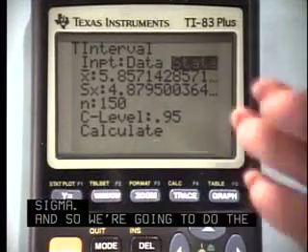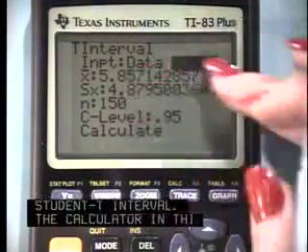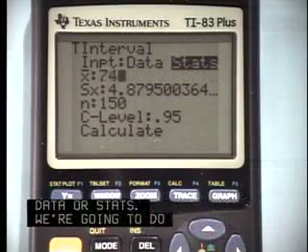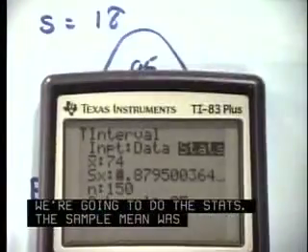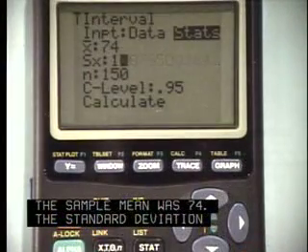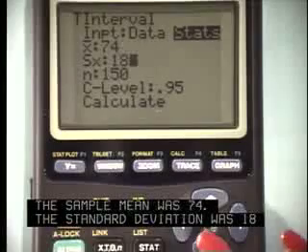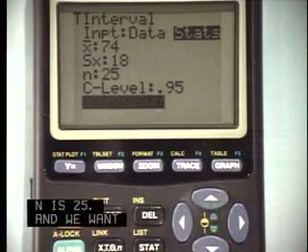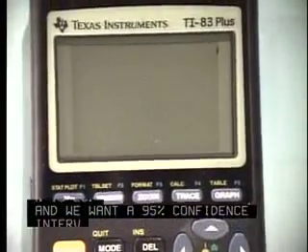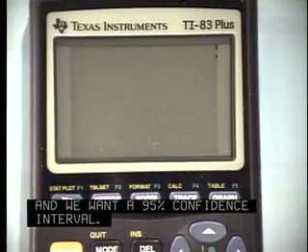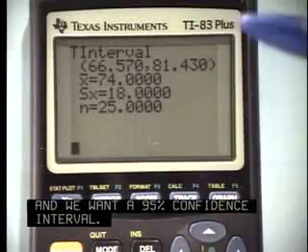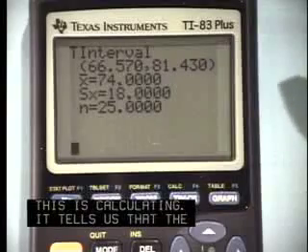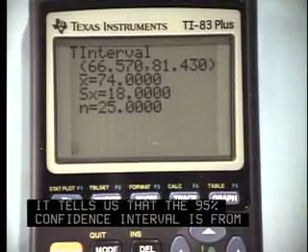The calculator in this program asks us, do we want to enter our data or stats? We're going to do the stats. The sample mean was 74. The standard deviation was 18. N is 25, and we want a 95% confidence interval. Well, let's see what happens as this is calculating. It tells us that the 95% confidence interval is from 66.57 to 81.43.